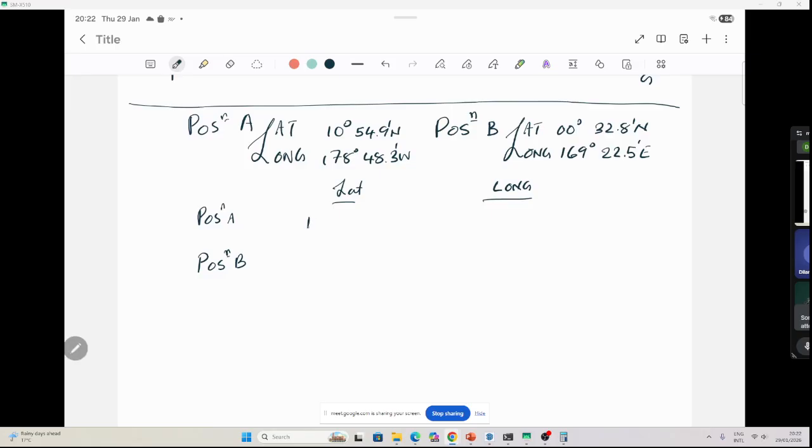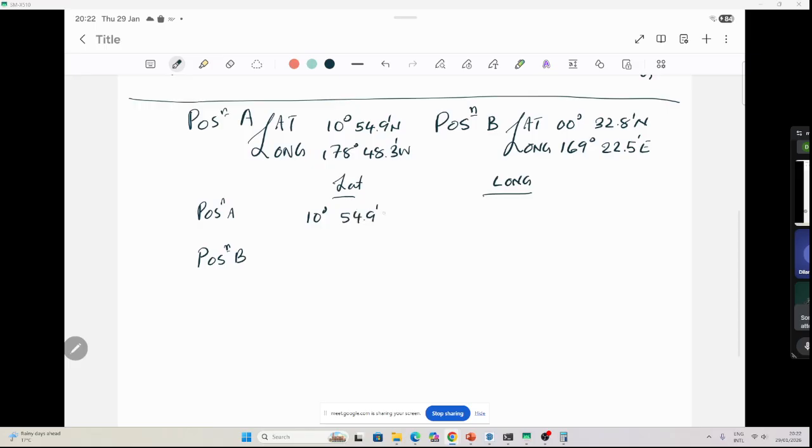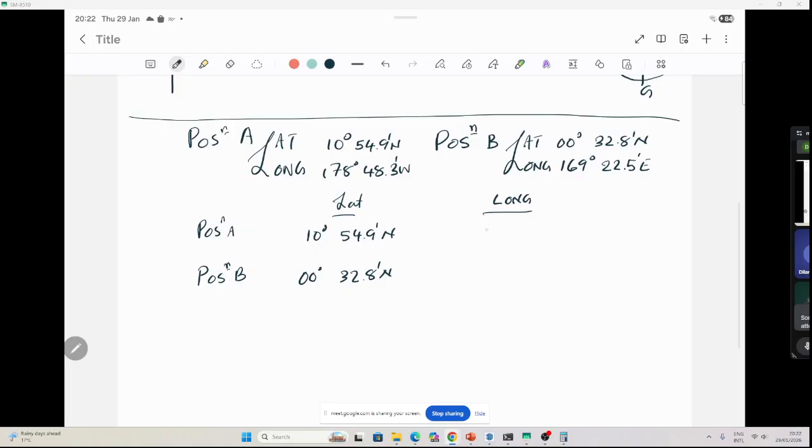So anyway, latitude of position A is 10 degrees, 54.9 minutes. Latitude of B is 0 degrees, 32.8 minutes north. Then longitude of A is 178 degrees, 48.3 minutes west. Longitude of B is 169 degrees, 22.5 minutes east. So we are going to calculate the D-lat and D-long in this case.